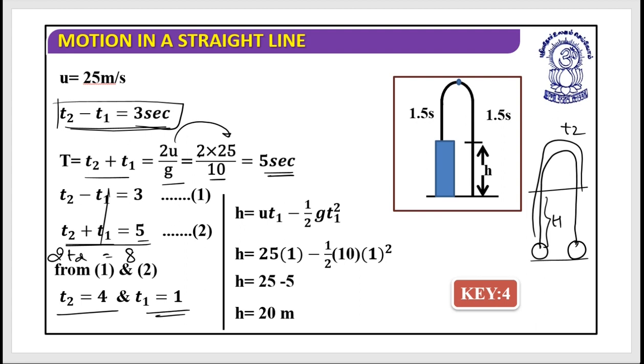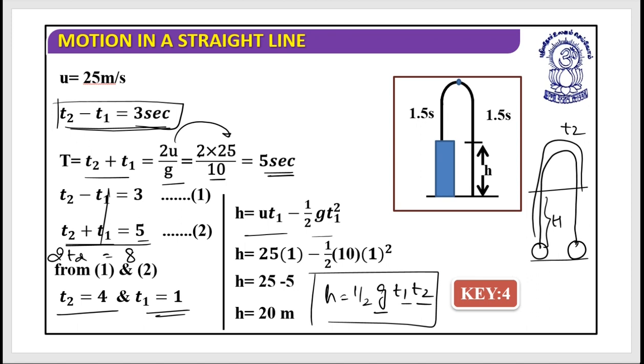If t2 is 4, t1 is 1 second. Then I have two options: I can go with h is equal to ut minus half gt square, or even use the relation h is equal to half into g into t1 into t2. I hope you remember this. It's 1 by 2 into 10 into 4 into 1, which would be 20 meters. So this would be the answer.